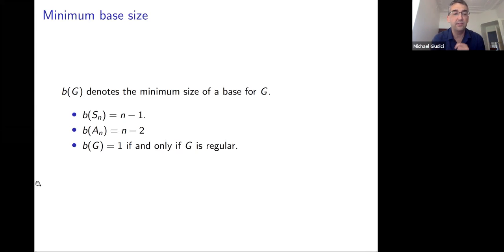And then I suppose the other thing to note is that I'll only have a base of size 1, well, that means that there's some point such that when I fix it, the stabilizer of that point is the identity permutation. And since I was assuming that my group G is transitive, that's only going to happen if and only if my group G is regular. Okay, so there are a few simple cases of base sizes for a group.